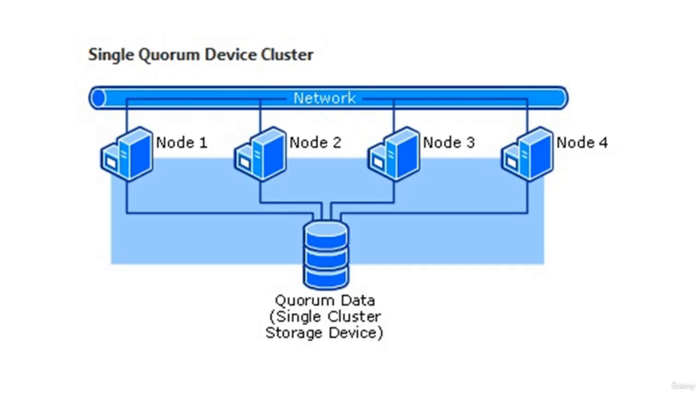So let's get into the different types of server clusters. Based on how nodes are connected to the device that stores configuration data, server clusters are going to fall into one of three different types. The single quorum cluster, also called the standard quorum cluster. A single quorum cluster is the most popular server cluster type.